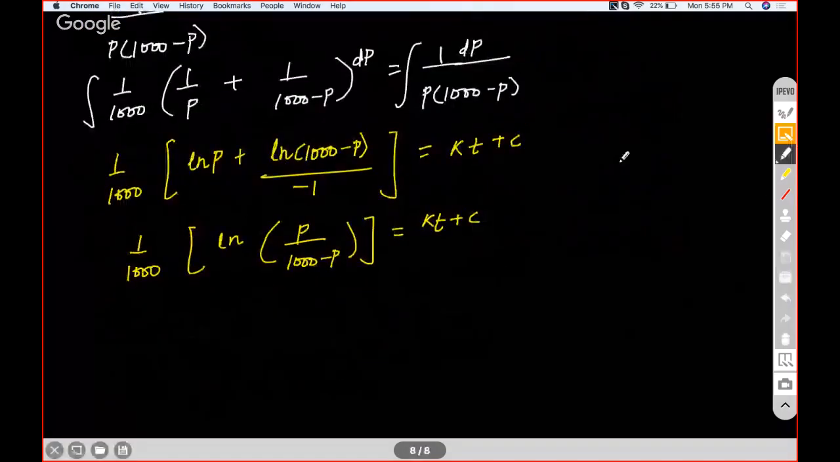Now, how do I get the value of c? What was the situation 2 years ago? When t was 0, what was p?